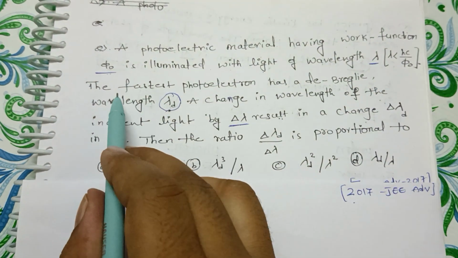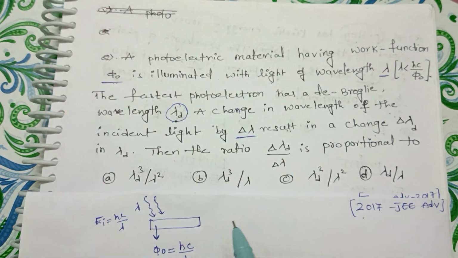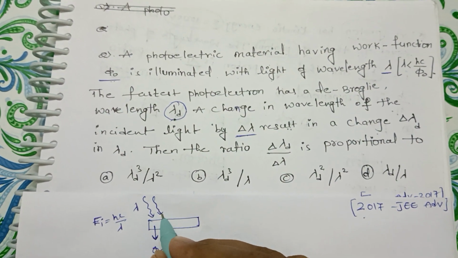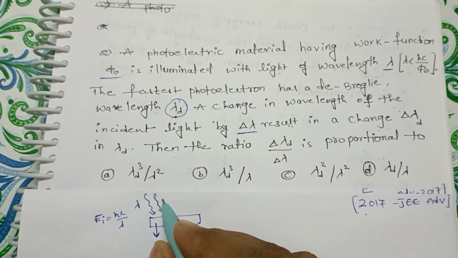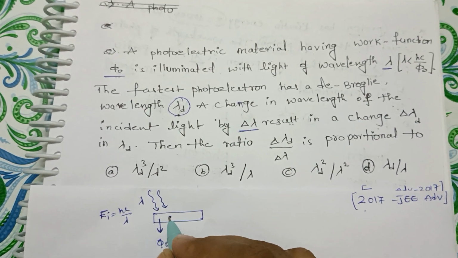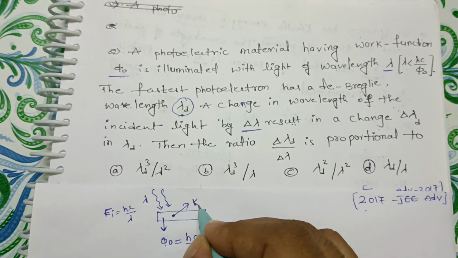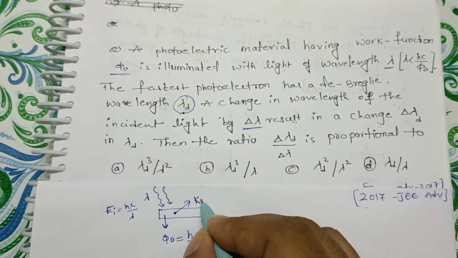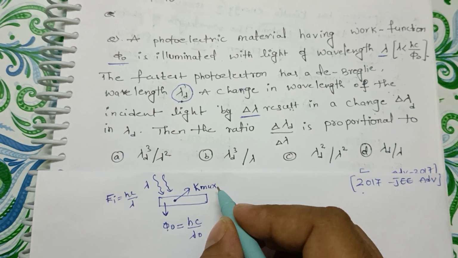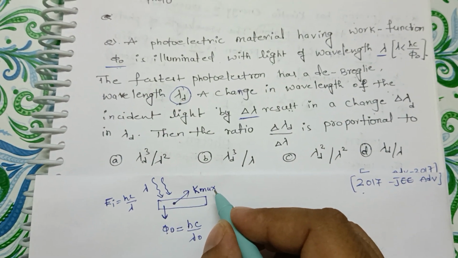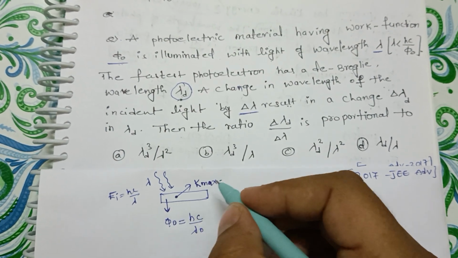Now look here, the fastest photoelectron has a de Broglie wavelength of lambda d. Which means whenever sufficient energy falls on this photoelectric material, the inside electrons gain the energy and come out. Once they have enough energy, after coming out they will move with a maximum kinetic energy. I repeat, the ejected electron will have maximum kinetic energy and will move towards the anode.